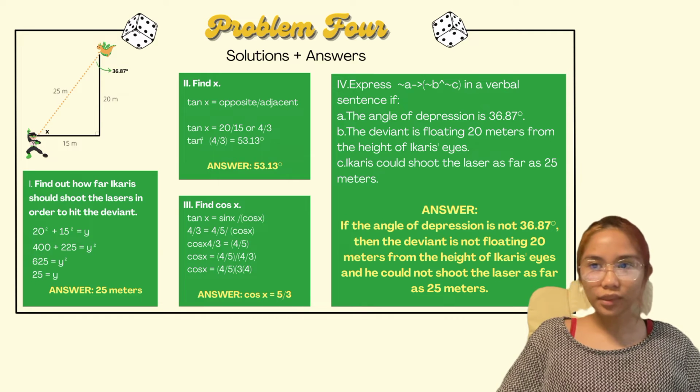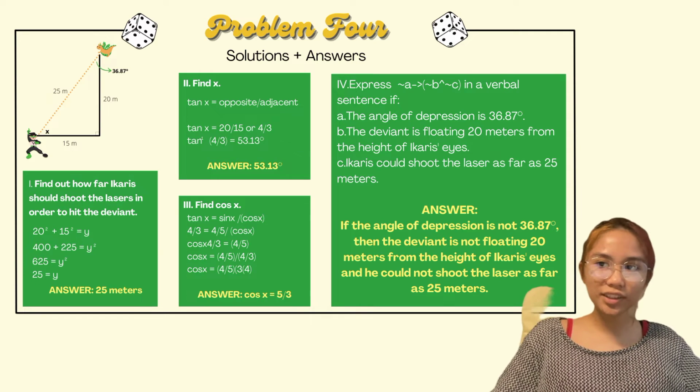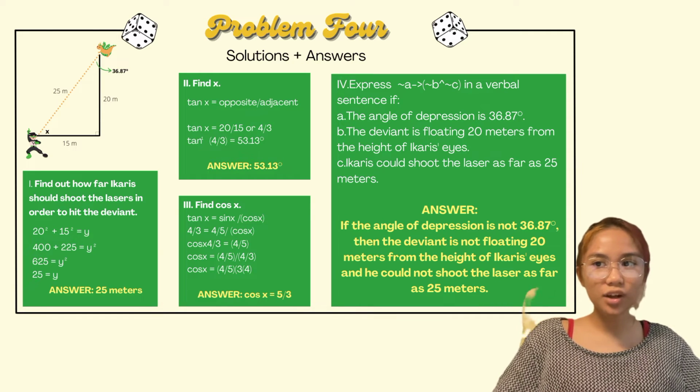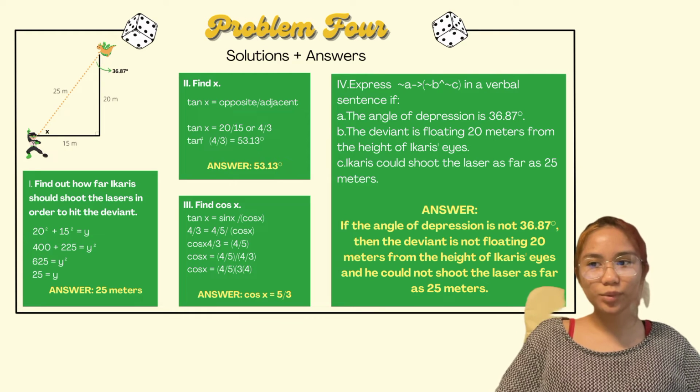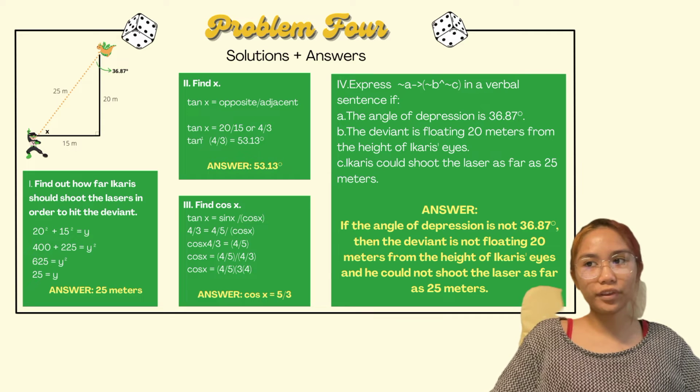And using that, we have 4/3 is equal to 4/5 over cosine x, or cosine x times 4/3 equals 4/5, and cosine x is equal to 4/5 over 4/3, or 4/5 times 3/4. Multiplying this, we have 5 over 3. So now we can say that cosine x is 5 over 3.